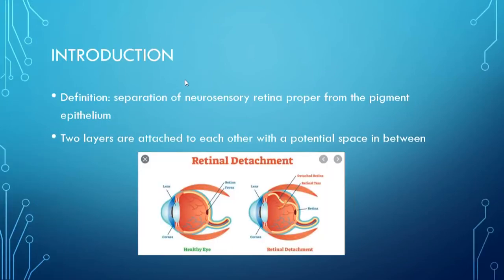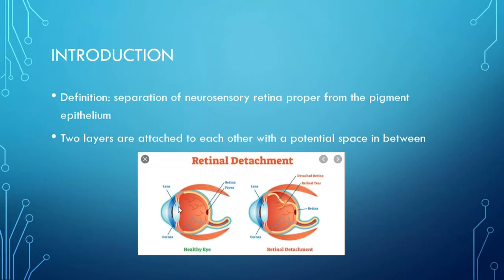We'll talk about the definition of retinal detachment. It is the separation of the neurosensory retina proper from the pigment epithelium. As we know, there are 10 layers in the retina. The outermost layer is the retinal pigment epithelium and the rest of the part forms the neurosensory retina. Usually there is a potential space between the two, but when they get separated, that is called retinal detachment.